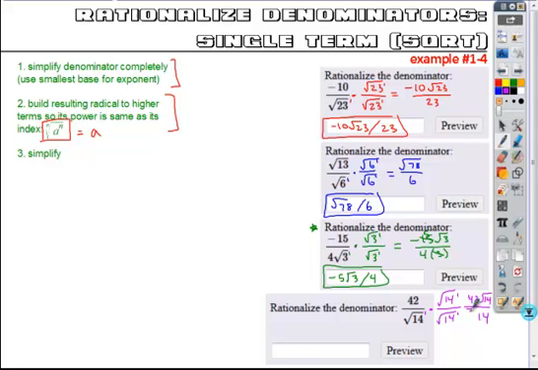14 and 42 do have common factors. 7 goes into 14 twice, into 42 6 times. I still have a 2 and a 6, so 2 goes into 2 once, into 6 3 times. That gives me 3 root 14 as my answer.